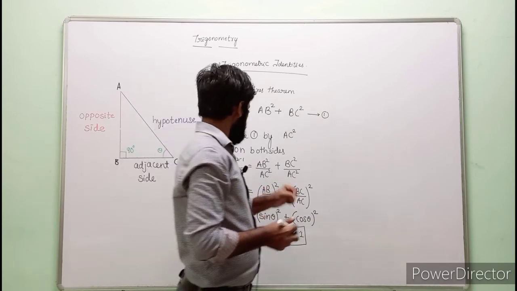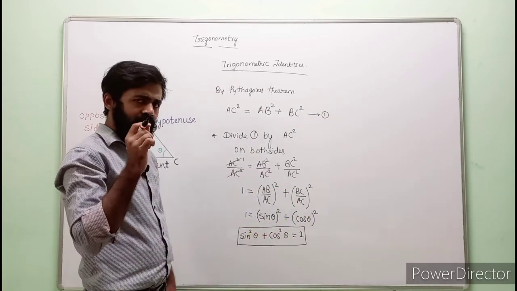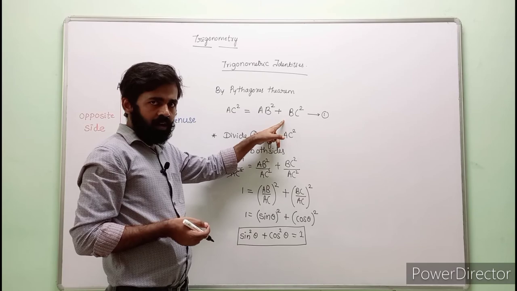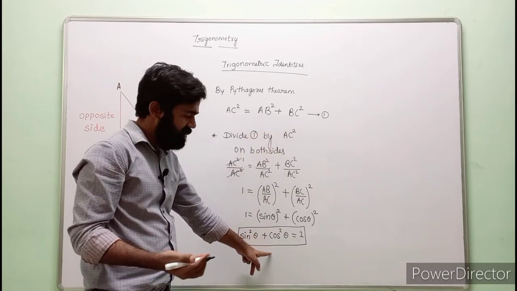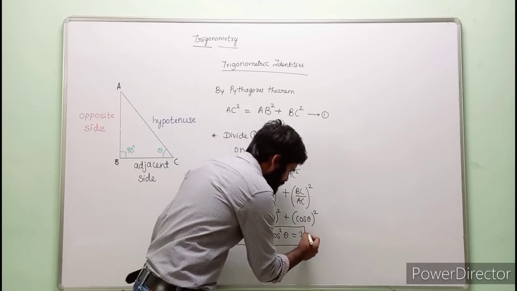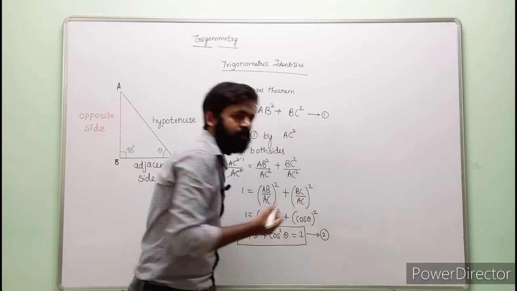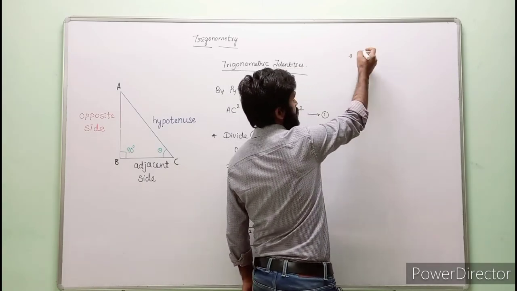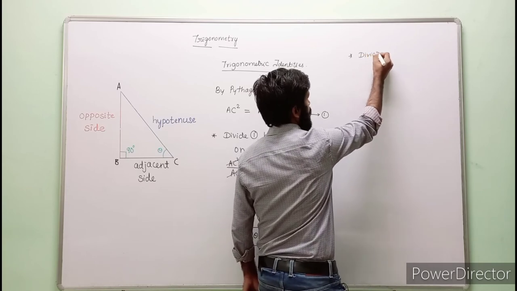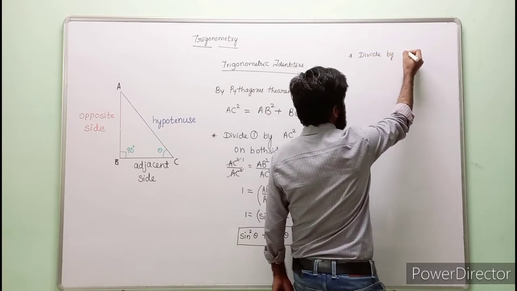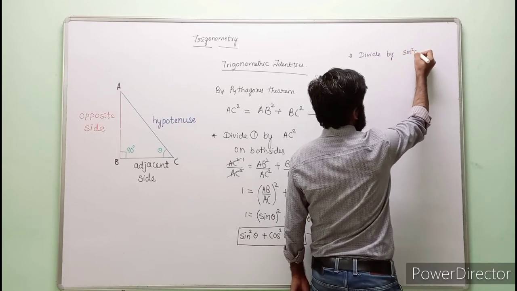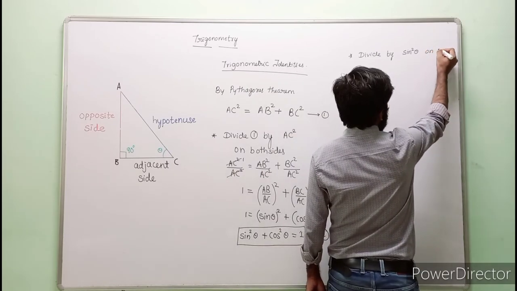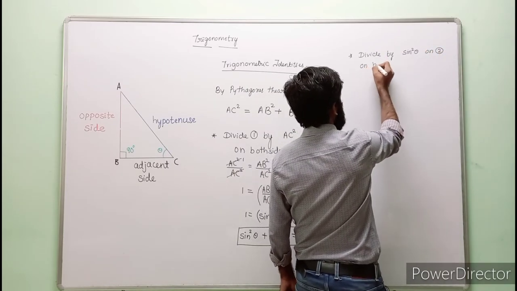Now, to derive the next formula, you can either use equation 1 only, or you can use the derived equation. Let me call it equation 2. So let's use this relation. From equation 2, on both sides I'll divide by sin square theta.